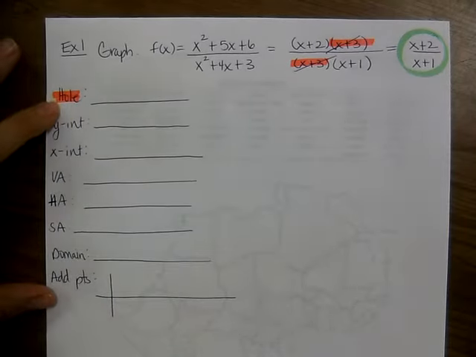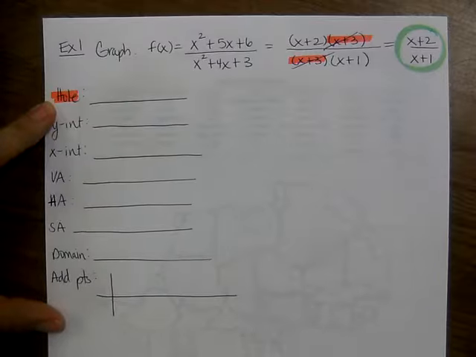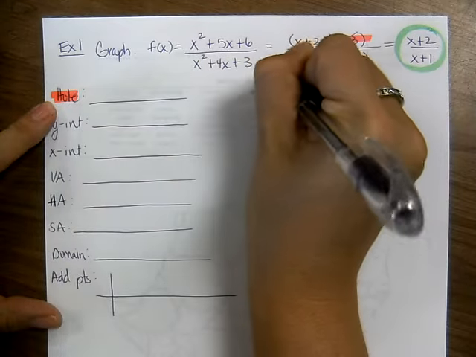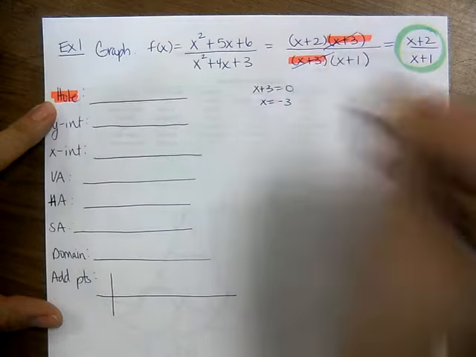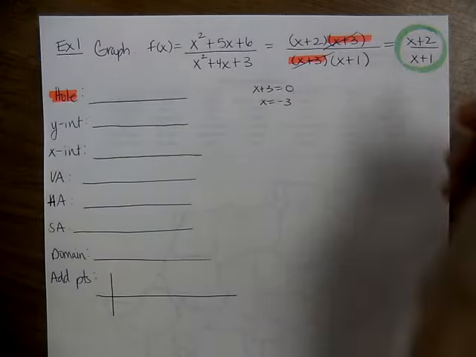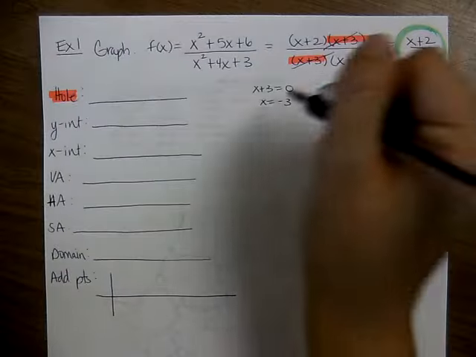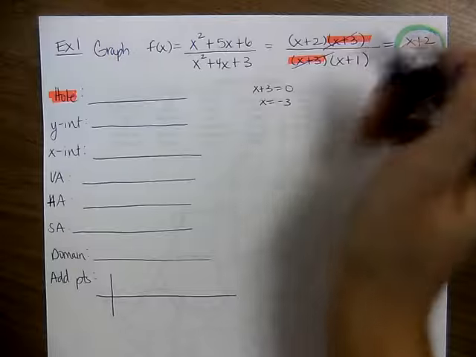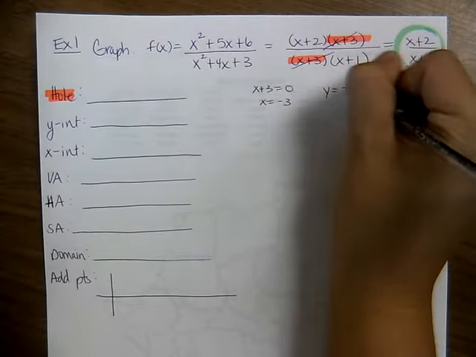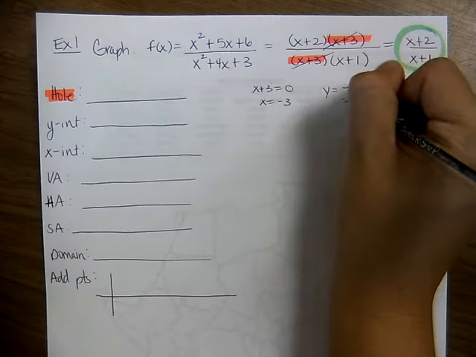Okay, so now we're going to find the hole. So to find the hole, you take the term that canceled, this x plus 3, you set it equal to 0, you solve, you get x equals negative 3. Now, remember, the hole is a point on the graph. So it's an ordered pair I'm looking for. So that means I got to find the y value. In order to find the y value, I have to go to the simplified version and I have to plug in x equals negative 3, because that's where the hole is. So you do negative 3 plus 2 over negative 3 plus 1.